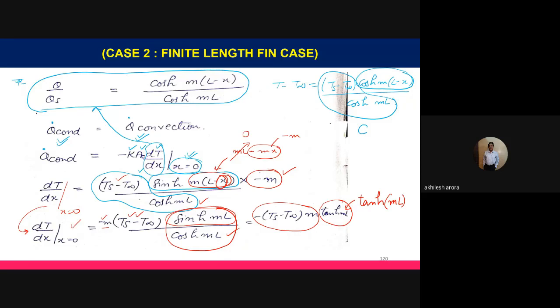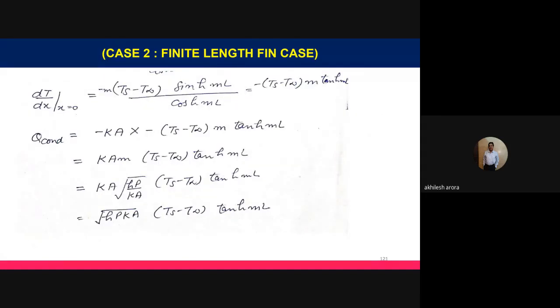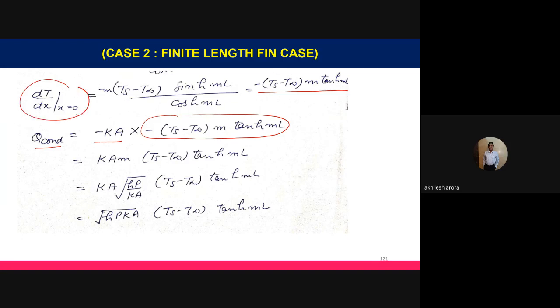So what we have to do? We have to put this value of dT by dx in this particular equation here to calculate the value of Q conduction. Let us see in the next slide. So this is the value of dT by dx. Now the Q conduction value is equal to minus kA, and this is the value of dT by dx at x is equal to 0. So this is this value.